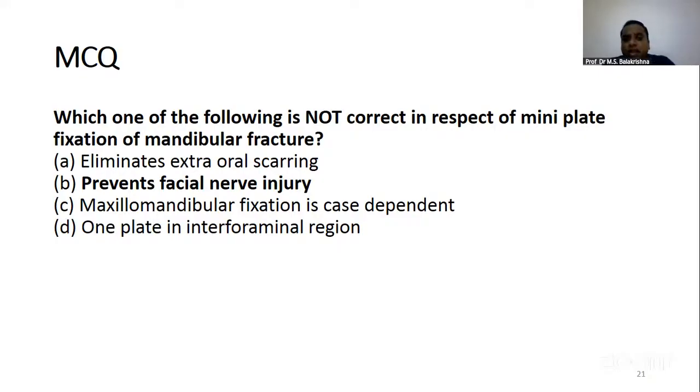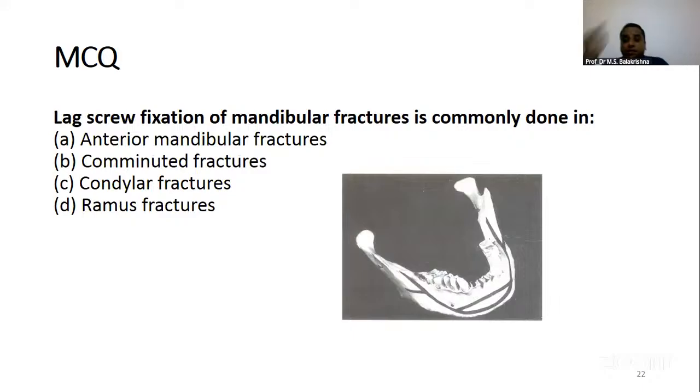Maxillomandibular fixation is case dependent, yes, that is patient to patient, case to case dependent. And one plate in the interforaminal region, that is also correct. So which one of the following is not correct with respect to mini plate fixation? It prevents facial nerve injury. See, when you're doing fixation plates in the mandible, you have to follow Champy's osteosynthesis line, so this is not the answer. Eliminates extraoral scarring, that is not correct. That scar will always be there if an injury has happened. We are treating the fracture, not the scars, pertaining to fracture management.